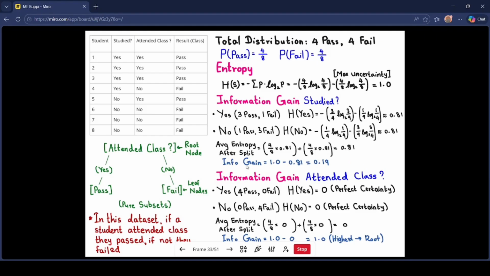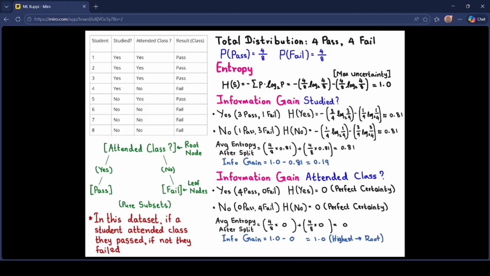Now we go for the information gain. The entropy before the split, the maximum uncertainty 1.0, minus 0.81, gives an information gain of 0.19. So if we consider studied as the attribute, the information gain would be 0.19. Similarly, we calculate for attended class as well. After calculating the information gain for attended class, we get an information gain of 1.